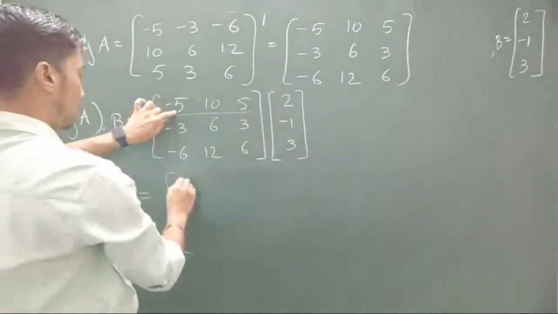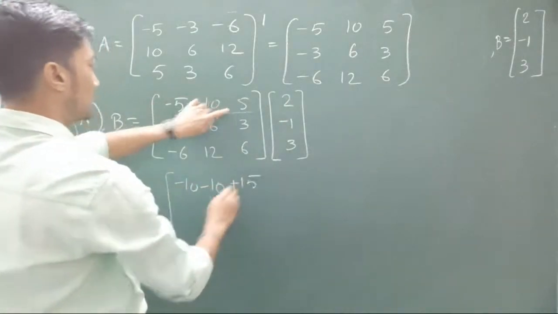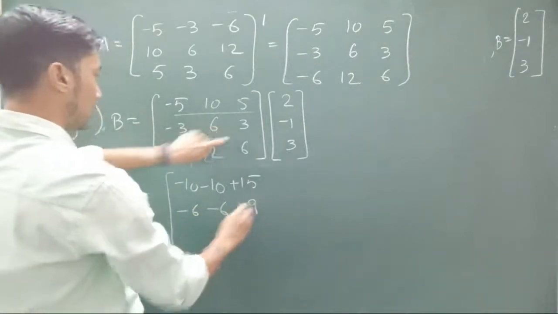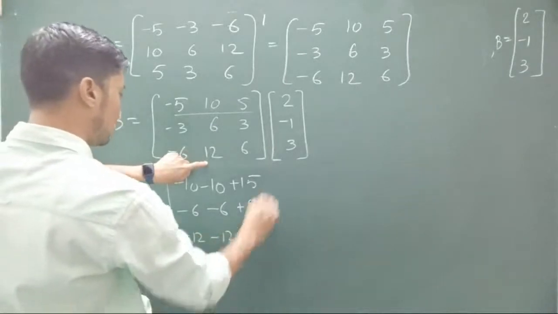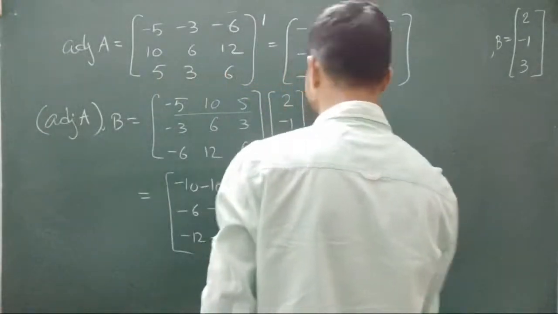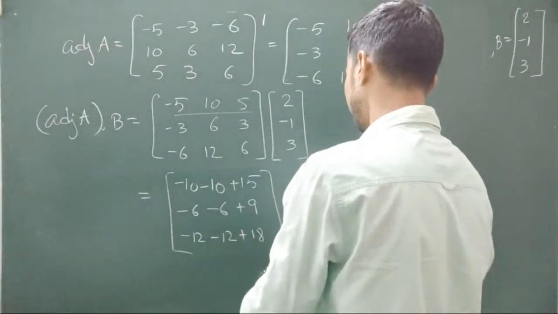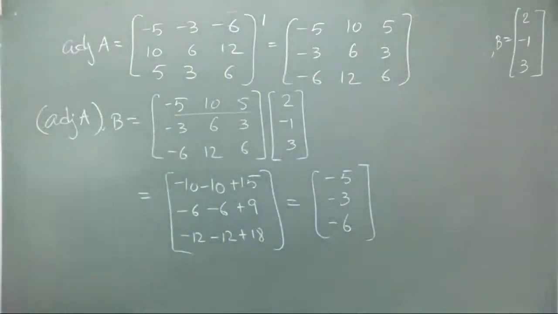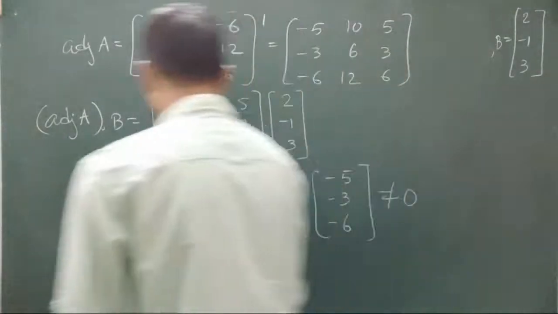So 5 twos are 10, minus 10, plus 15. 3 twos are 6, minus 6, plus 9. 6 twos are 12, minus 12, plus 18. So 20, minus 5. 12, 6 minus 3. Minus 6. Minus 5, minus 3, minus 6. So here what do we get? Again, that is not equal to 0.